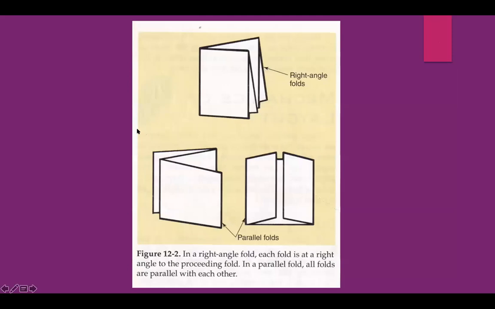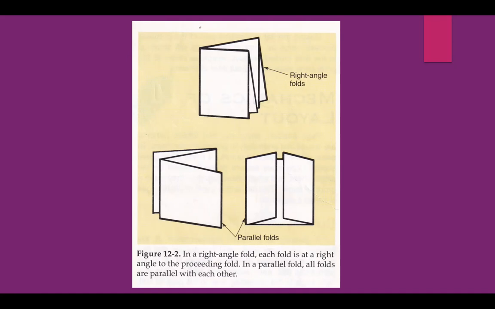Here's a picture of some dummies. You can show different types of folds. A right angle fold folds perpendicular to the last fold. So if you fold the paper in half one way and then the other, those are right angle folds. Parallel folds fold the same way.